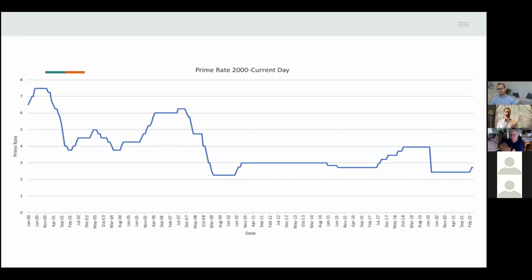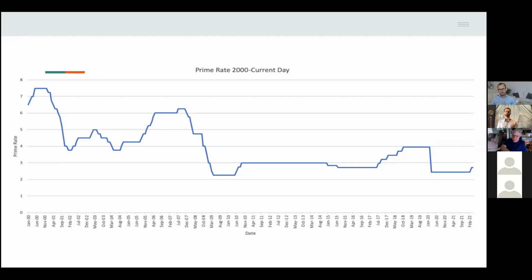Okay, so we will see some fluctuation, but it's not going to be relative to what we've seen in the past, not going to be huge. Okay, so that's sort of how that works. So two things to take away here. Bank of Canada makes the changes on the overnight lending rate.